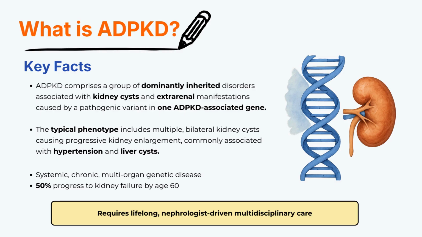In terms of progression, about half of patients will reach kidney failure by the age of 60. But there is significant variability, and this is where genetics and risk stratification come into play. The key takeaway from this slide is that ADPKD is not just about cysts. It requires long-term structured follow-up, and in most cases, care from a nephrologist and MDT will be needed at the time of diagnosis, management, and follow-up.